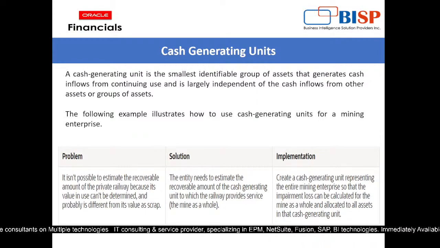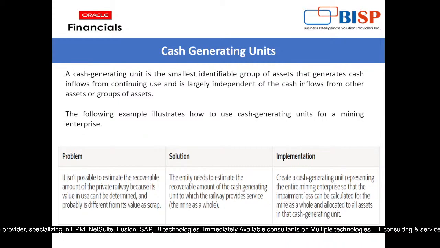So how can you implement this? You can create a cash generating unit which will be representing the entire mining enterprise so that the impairment loss can be calculated for the mine as a whole and then allocated to all the assets that are there in your cash generating unit. If an impairment transaction occurred for an asset in the current period, then cash generating unit assignment cannot be changed in the current period unless you roll back the impairment.